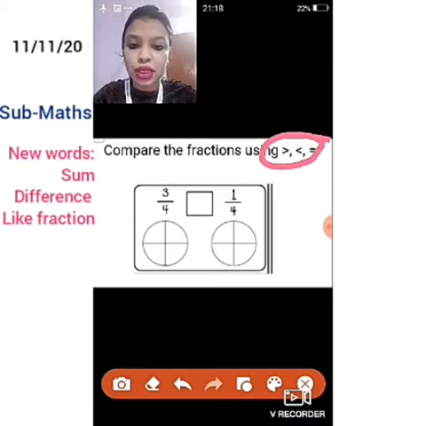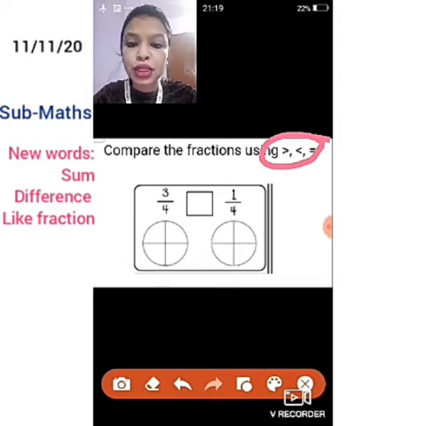Now the first question is given: 3 by 4 and 1 by 4. Below, a circle is also given. That means both the circles are divided into 4 equal parts. You can shade it if you want. Now how do we know that it is a like fraction? Because both the denominators are 4 and 4. That means they are the same.